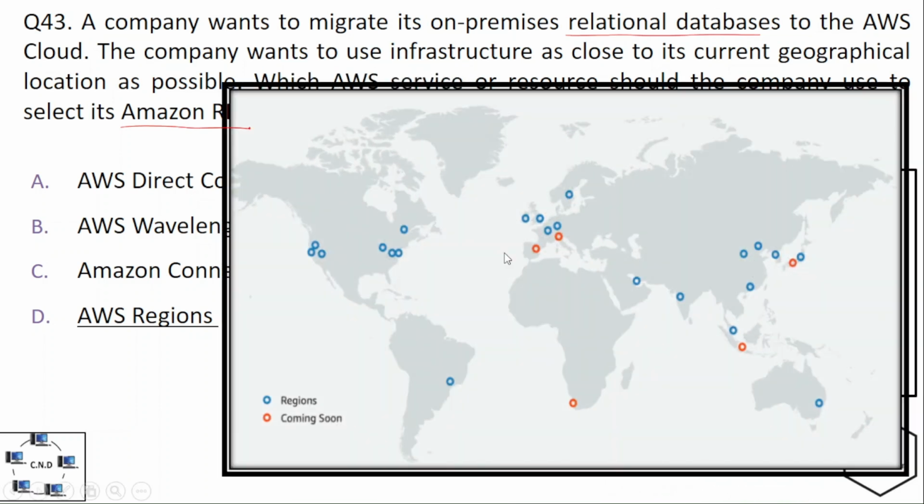Let me visually show. The blue dots are existing AWS Regions as shown on the world map, and the red dots or red circles are future planned regions by AWS. Let's suppose this is your country, then you can select this region because it is closest to you, as opposed to selecting this region which is far away.